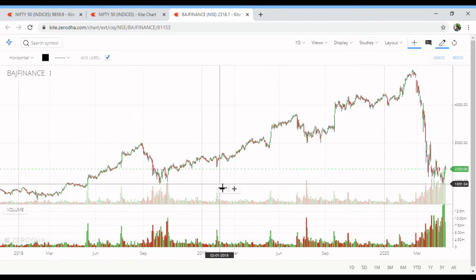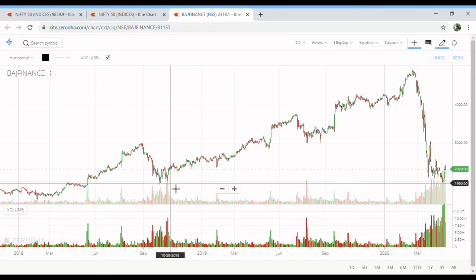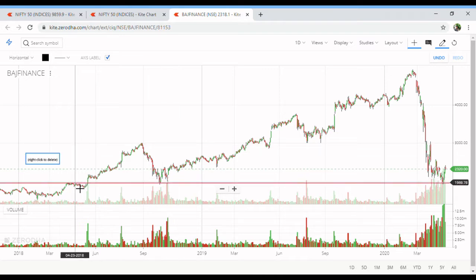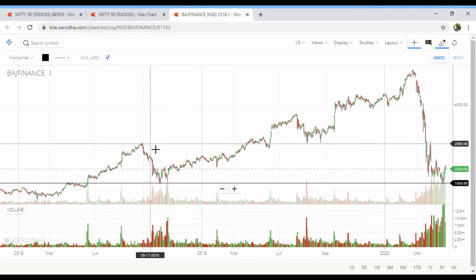Here you can find that around September 2019, it made a downfall and took support at this level, around 1950 or 60, and it started moving up. I'll be marking this level. This price also acted as a resistance once, and now it acted as a support. Support is whenever the price takes a U-turn from a specific level, so that level is marked as a support or resistance.